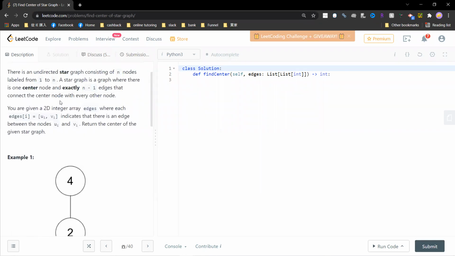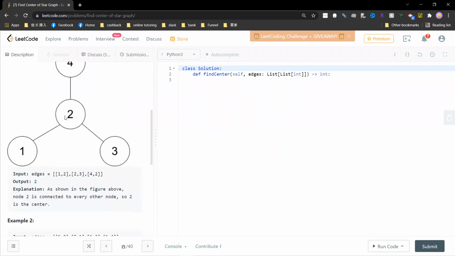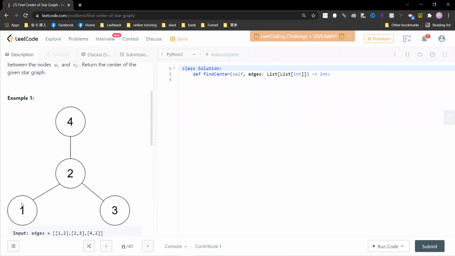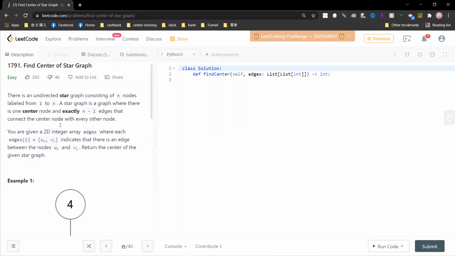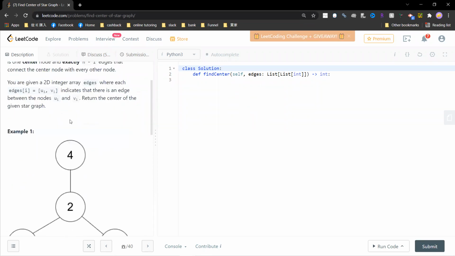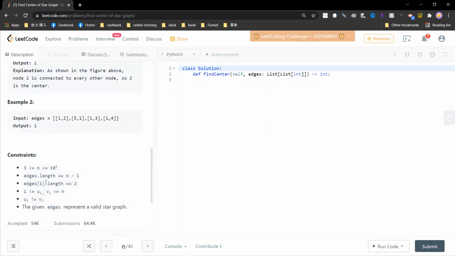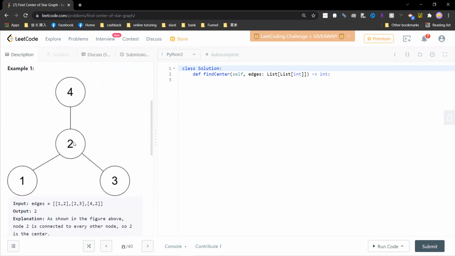Okay, so you can just directly see a picture, right? So 2, 4, 1, 3. So 2 is the center of the star. The idea is that there is always a star, I think that's the premise of this question. So you need to find 2. This is simple, right? Because this is a star.